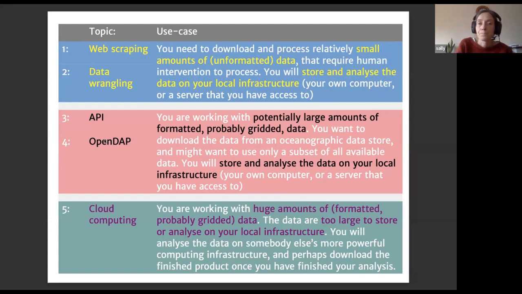For using API or OpenDAP, you're working with potentially larger amounts of formatted data that are probably gridded. So it's likely to be satellite data or model output, for example. Normally, you want to download that data from an oceanographic data store. You might not want to download all of it. And normally, again, you're going to be planning to store and analyze that data on either your local machine or a machine at your institute.